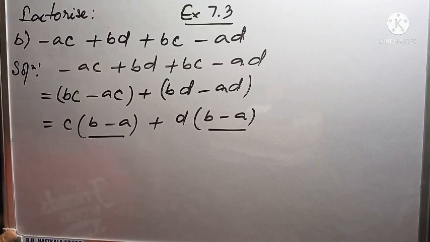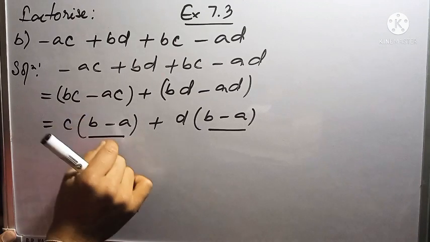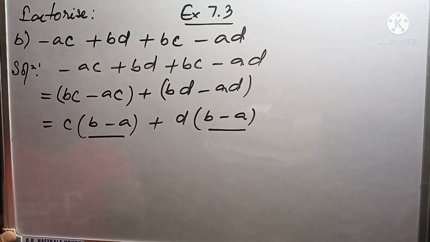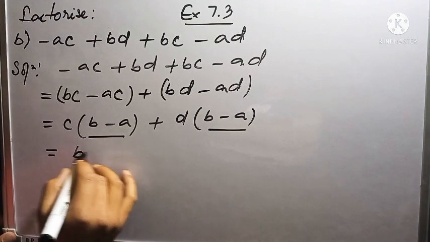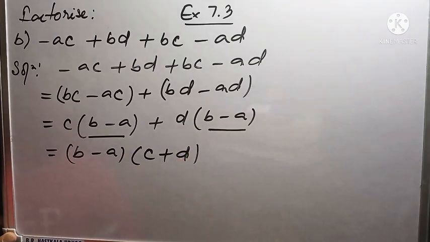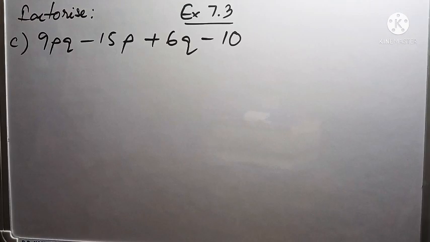So let me repeat, this is a very, very important point. When you make the group, you should make it in such a way that you should be able to extract the common factor, or else there is no point. So I'll write here B minus A, and then here C plus D. We have question C now. 9PQ minus 15P plus 6Q minus 10. Okay, so let us see here. Solution.